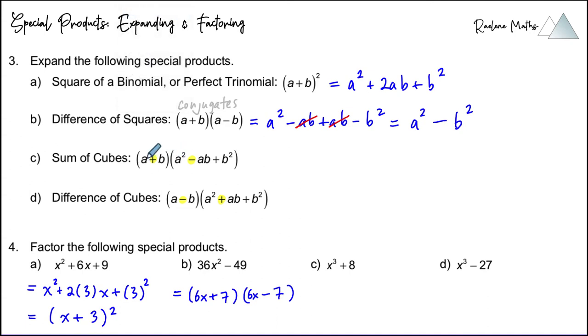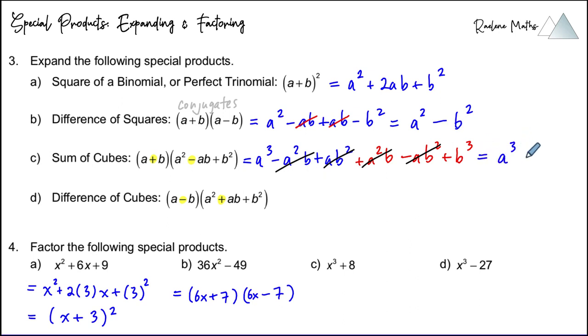Okay, so when we expand, we take the a and distribute it through the second bracket. We get a cubed minus a squared b plus ab squared, and then we take the b and we multiply it through. I'll do it in a different color. So we get plus a squared b, and then we get negative a times b squared, and then we get positive b cubed. And we notice that all of the terms except for the first term and the last term will sum to 0 or cancel. And so we're left with this sum, this addition of cubes, a cubed plus b cubed.